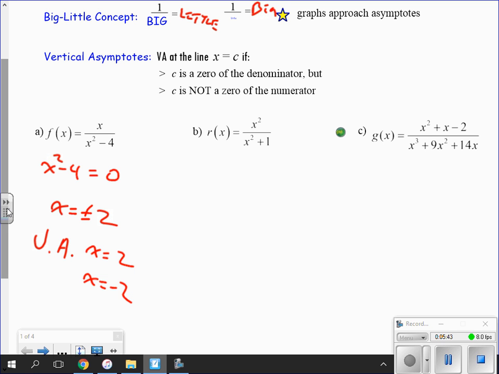And I'll show you some graphs in a minute so you'll understand what vertical asymptotes really look like. Okay. So I look at the next one: x squared over x squared plus 1. Set x squared plus 1 equal to 0.